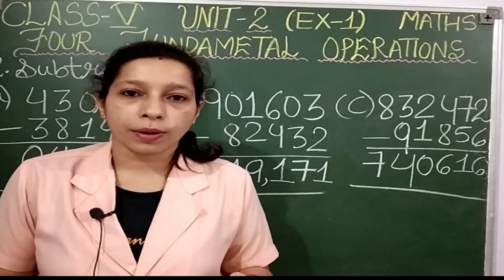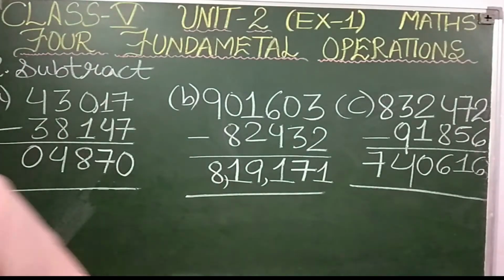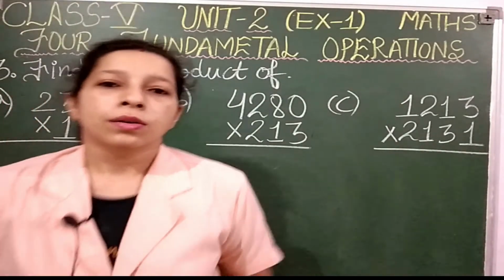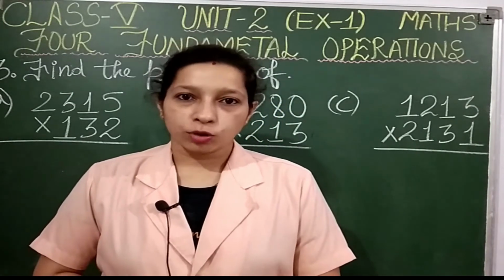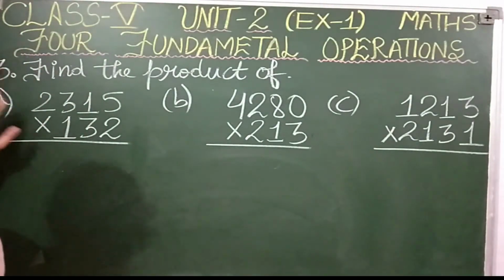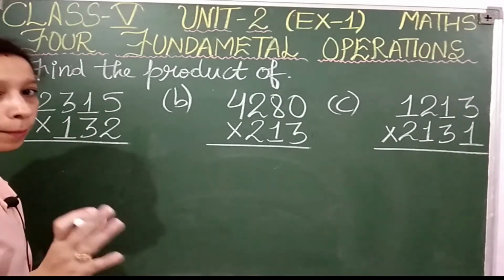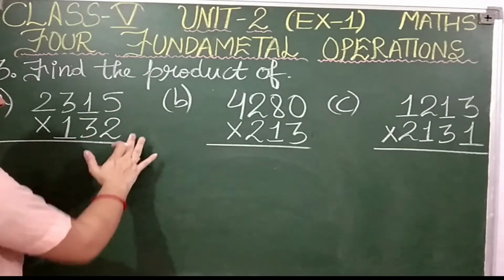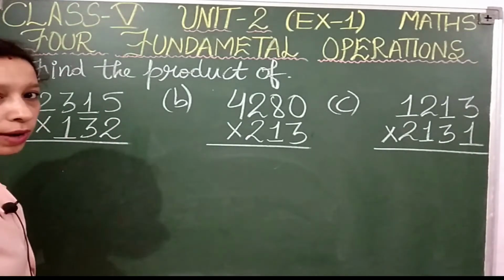Now we will be seeing question number 3, find the product of. You can note this. Okay students, question number 3, find the product. This also I have explained in the last video. Let's just revise. Here I have already arranged the digits, students. While multiplying or finding the product, the first number is known as the multiplicand, the second number is known as the multiplier, and we will multiply. When we multiply and get the answer, that answer will be known as the product.